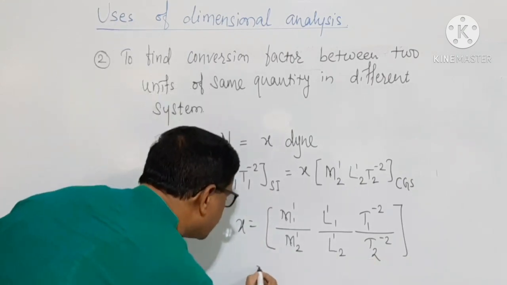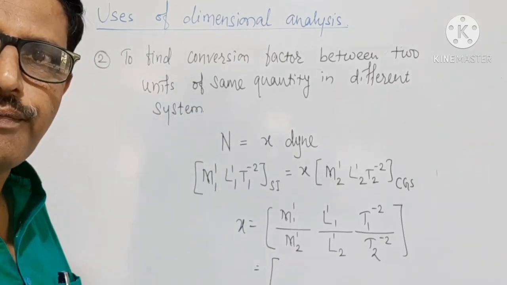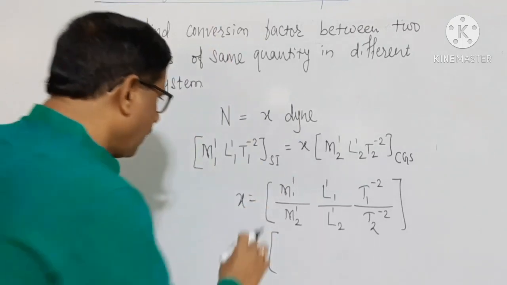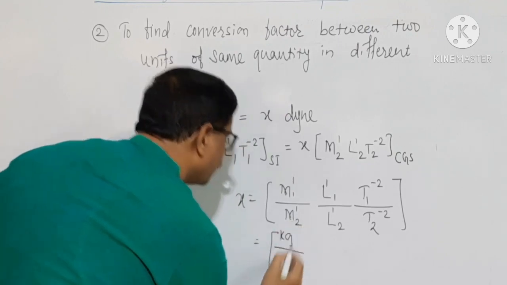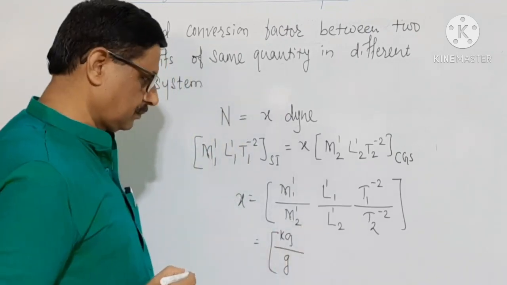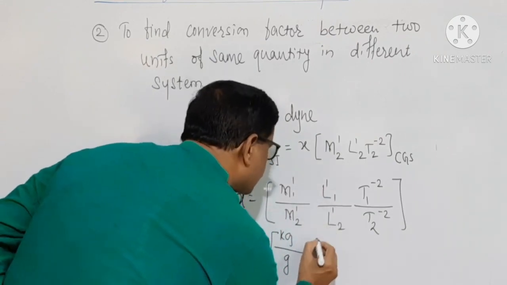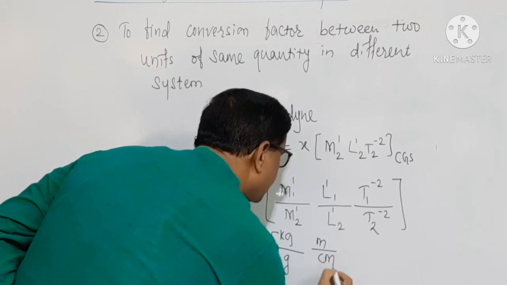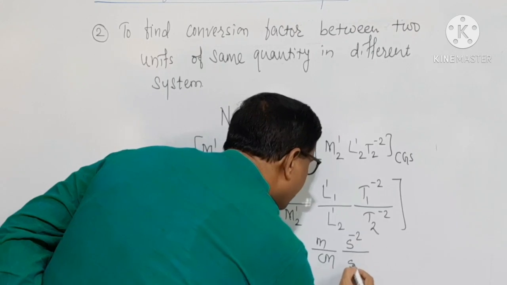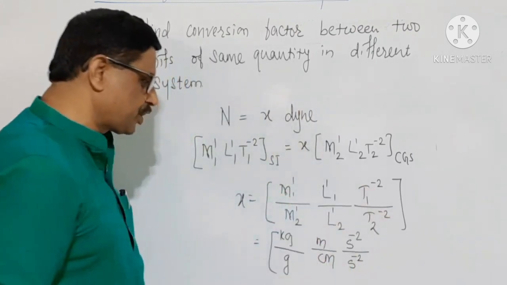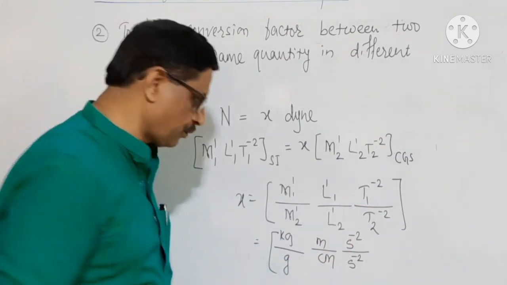Therefore, I will write these as: the base unit of mass in MKS system is kilogram, in CGS system is gram. The base unit of length in SI system is meter, here it is centimeter. The base unit of time in both systems is second, therefore second raised to minus 2 and second raised to minus 2.